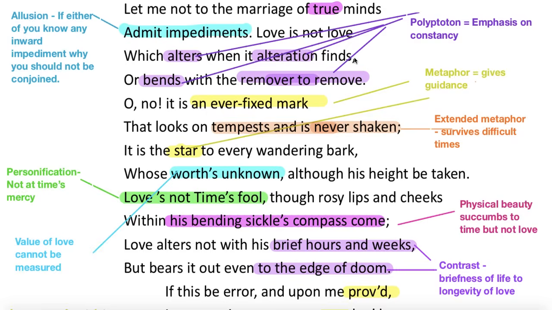Let me not to the marriage of true minds admit impediments. Love is not love which alters when it alteration finds, or bends with the remover to remove. So straight away we have an allusion to traditional or typical wedding vows at a Western wedding anyway. So I've written here something typical that you might say at a Western wedding: if either of you know any inward impediment why you should not be conjoined.